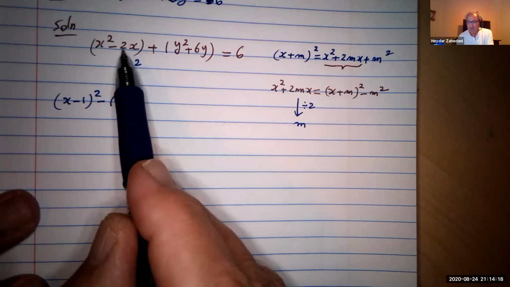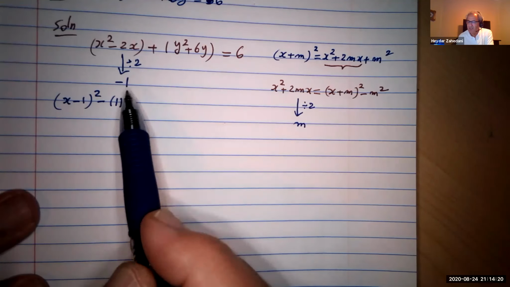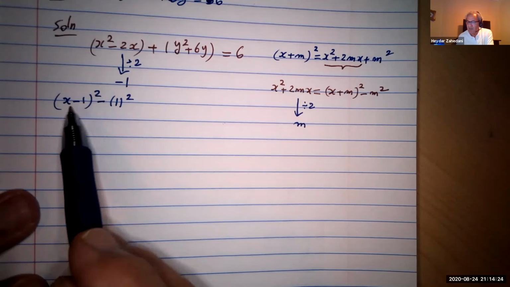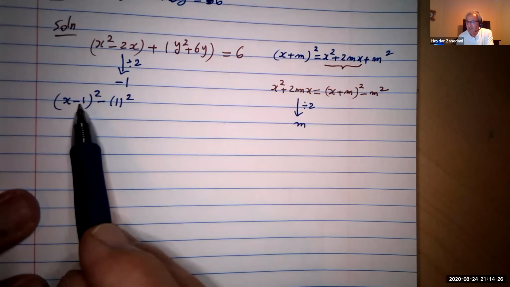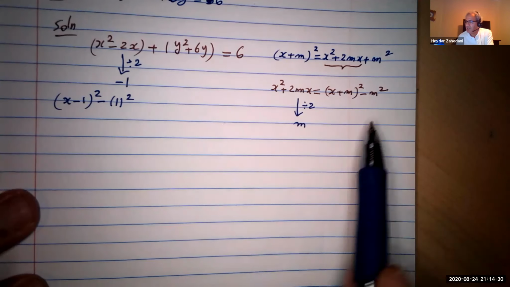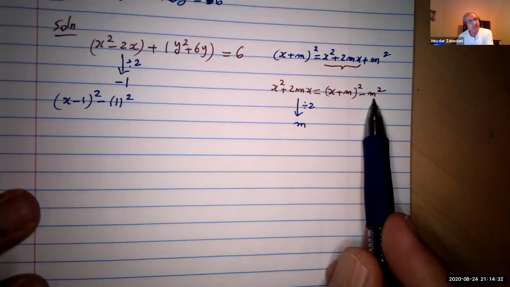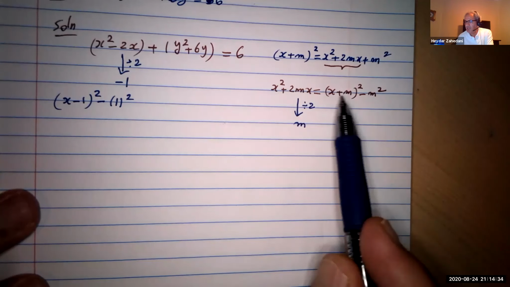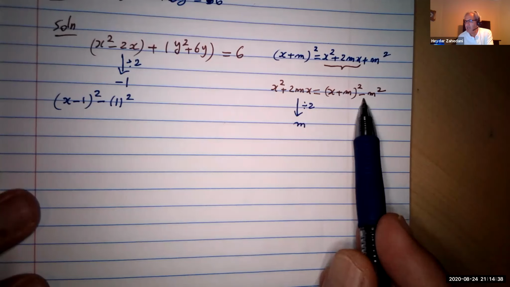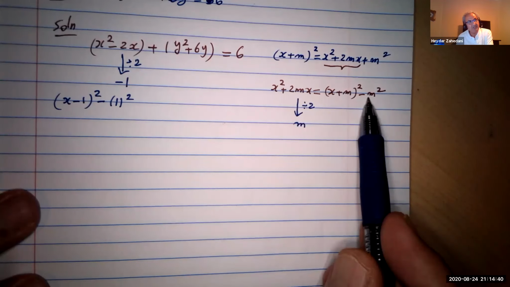Divide the coefficient of x by 2, that gives you negative 1. Get your square, x minus 1 all squared. But when you square it, we get negative 1 squared. You don't have a negative 1 squared. That's why it's always minus m squared. So you divide this coefficient by 2, you call it m, minus always m squared.